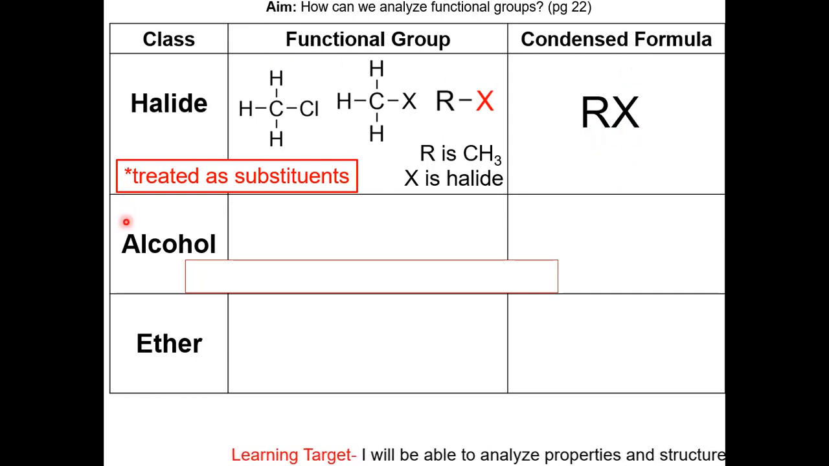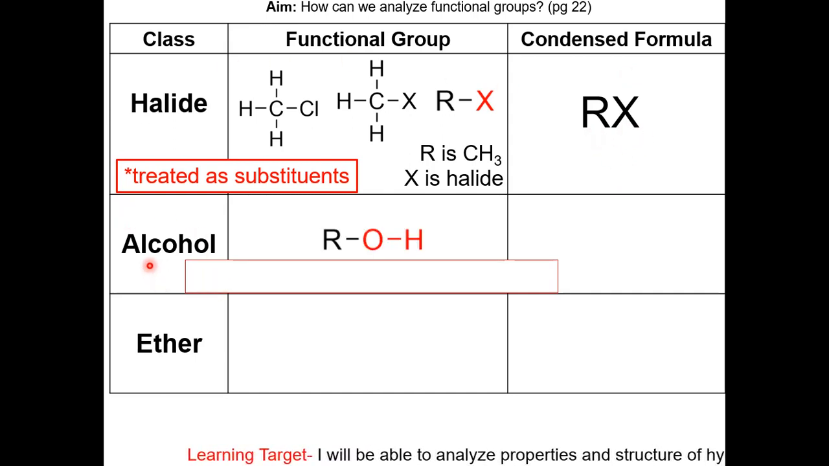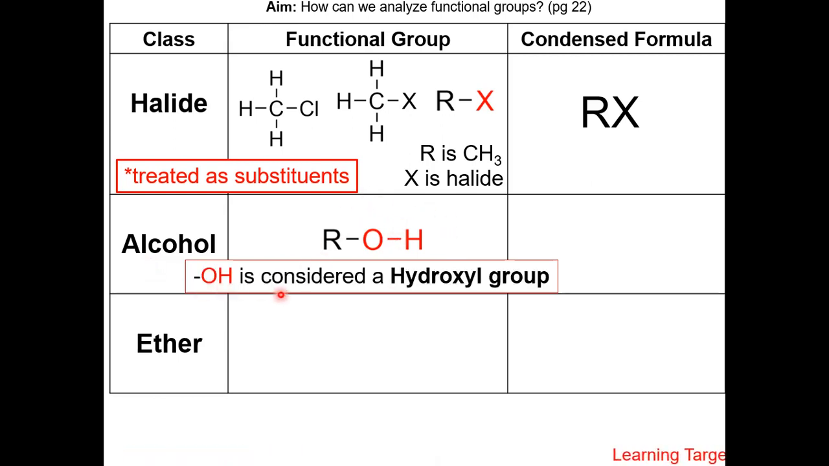The next class of organic compound is alcohol. The distinct feature of an alcohol is the OH group. The OH group is considered a hydroxy group. The condensed formula for alcohol is ROH.